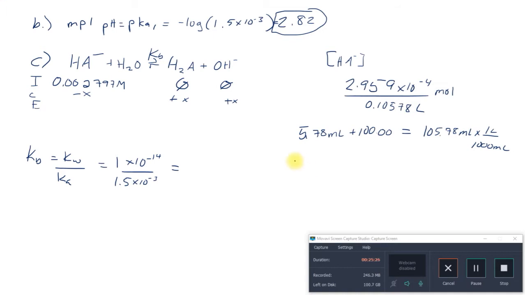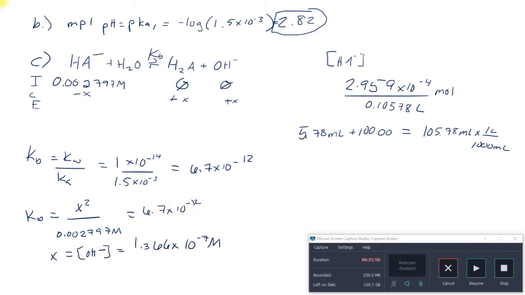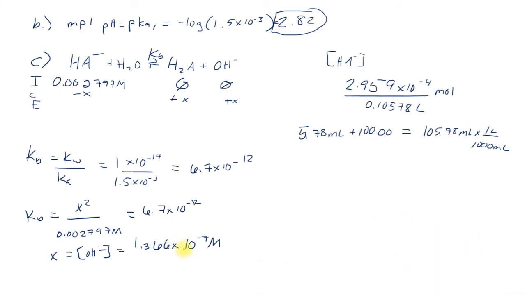Yeah, so it's 6.7 times 10 to the negative 12, so it's tiny. And this Kb is defined as x squared over our initial, which again is not the initial part of the titration, just the initial part of this equilibrium problem. All right, so I'm going to solve it. When we solve for x, we see that there's 1.366 times 10 to the negative 7 molar. That's OH minus because that's what we're solving for here.